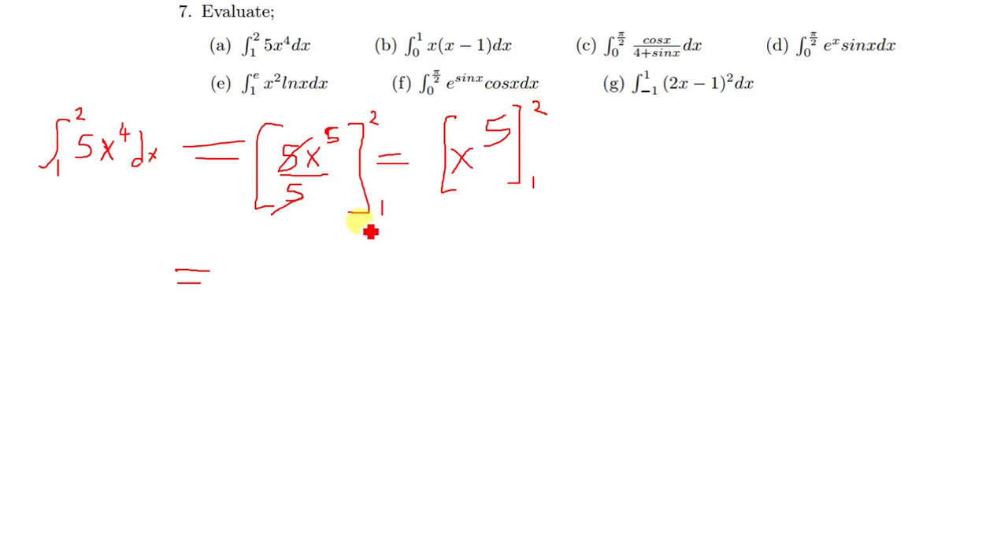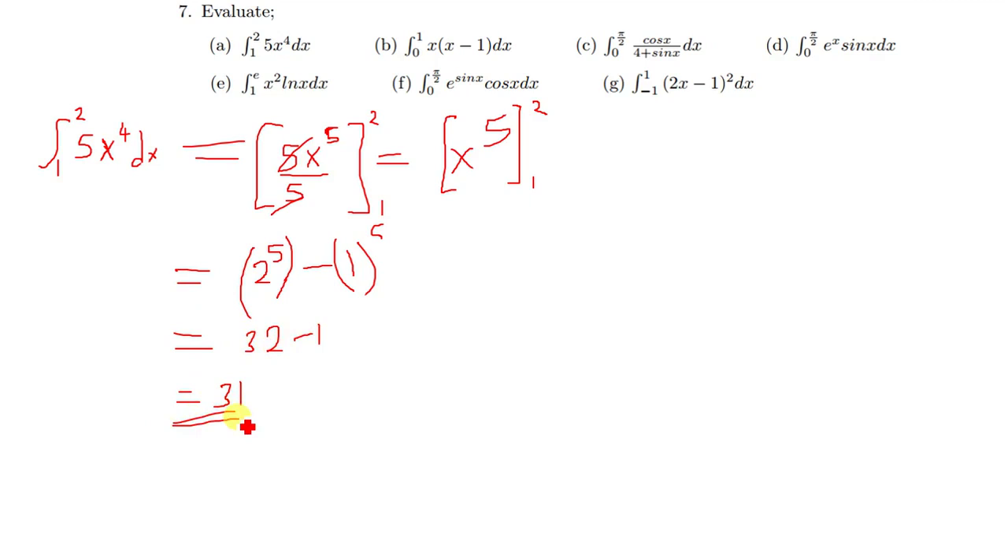Where there is x, you just put 2, and then subtract. Where there is x, you put 1. So where there is x, I'm going to put 2, so it will be 2 to the power 5 minus, and I'll put this in brackets, where there is x, I'm going to put 1 to the power 5. We all know that 2 to the power 5 is nothing but 32, minus 1. So this will give you 31. So this is your solution for the first question.